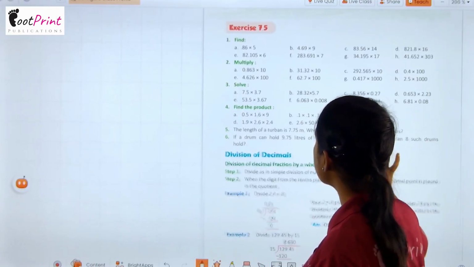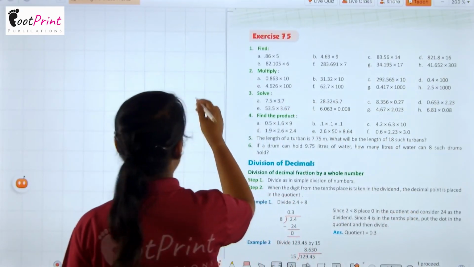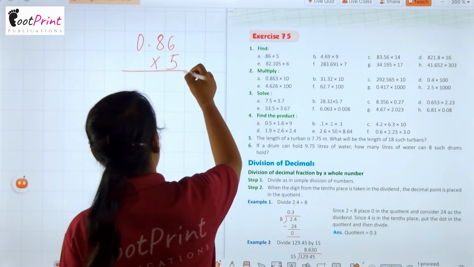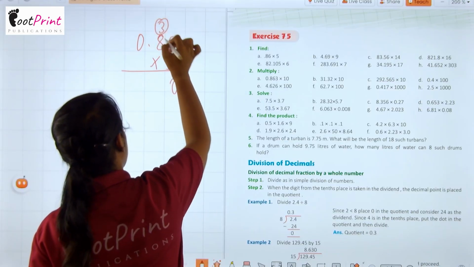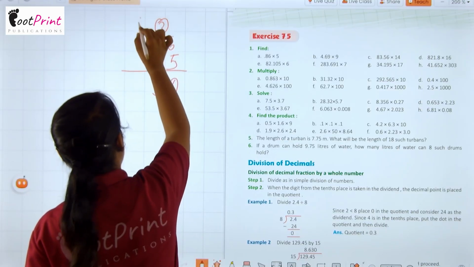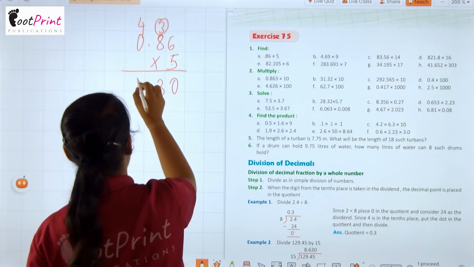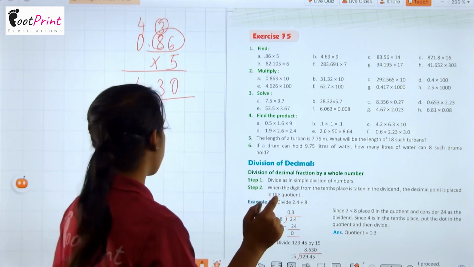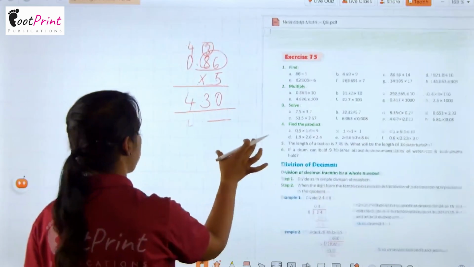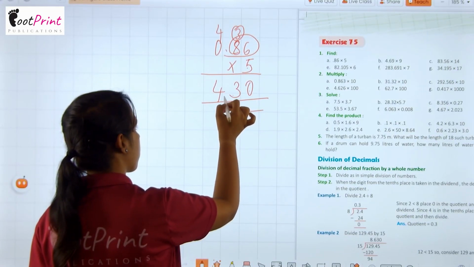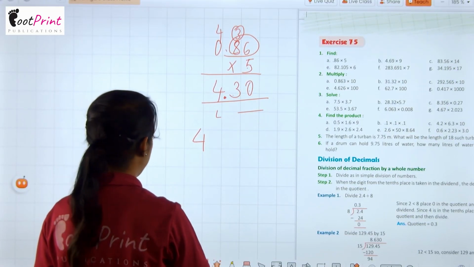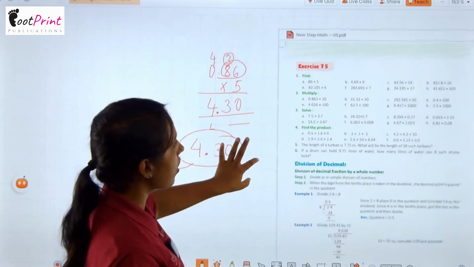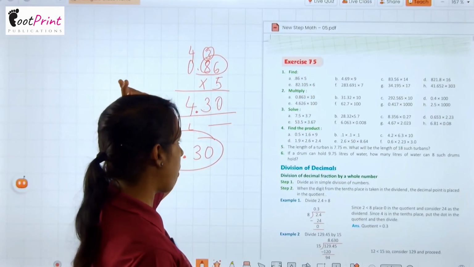So here the first question is to find 0.86 multiplied by 5. So we write 0.86 multiply by 5. 5 6s are 30 and 3 is carry, 5 8s are 40 and 3 is 43, and 4 is here, 5 0s are 0, and 4. Here we count the decimal places, which are 2. So we count right to left, 1 and 2. So here we put the decimal, and we get the answer 4.30. Okay. So in this way you can solve the rest of the options of this question.